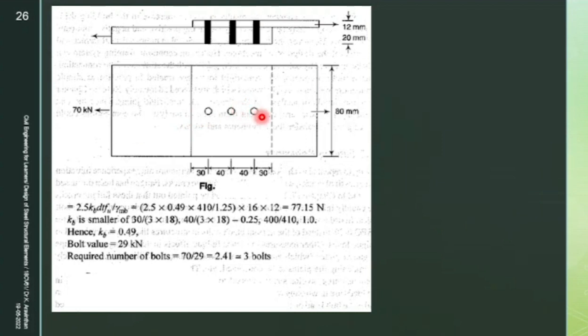Now finally, in the design which you are given here, you have provided 3 bolts. Why are you providing 3 bolts? Can you provide 2 bolts? No. Why have you provided 3 bolts here? Because 1 bolt is having how much shear force? 29. If you provide 2 bolts, what will happen? It is not sufficient. If you provide 3 bolts, then it is sufficient to carry 70 kilonewton of force.